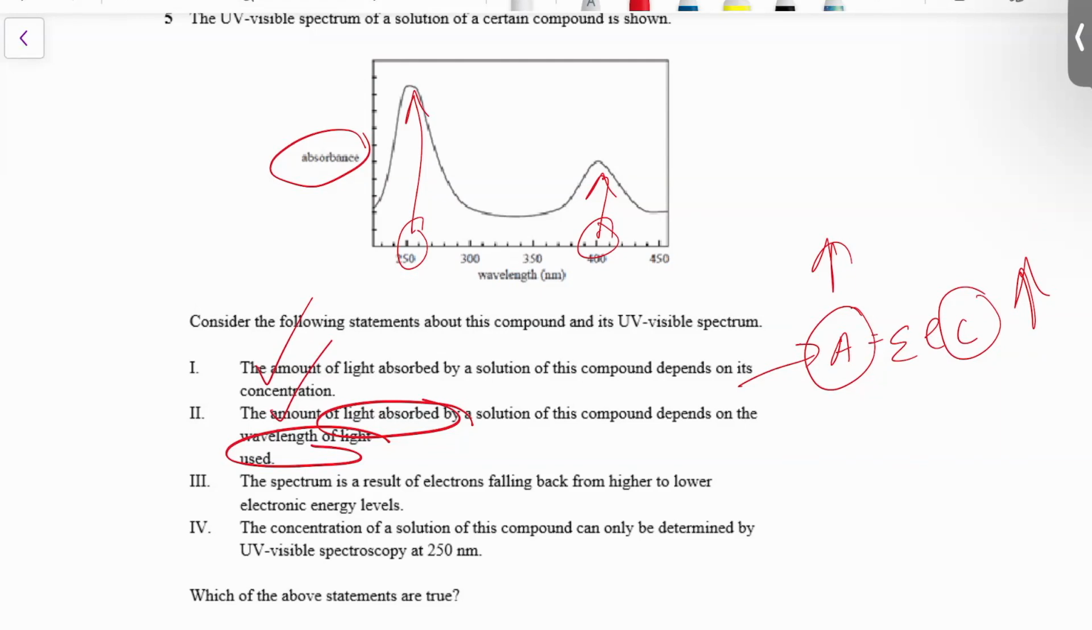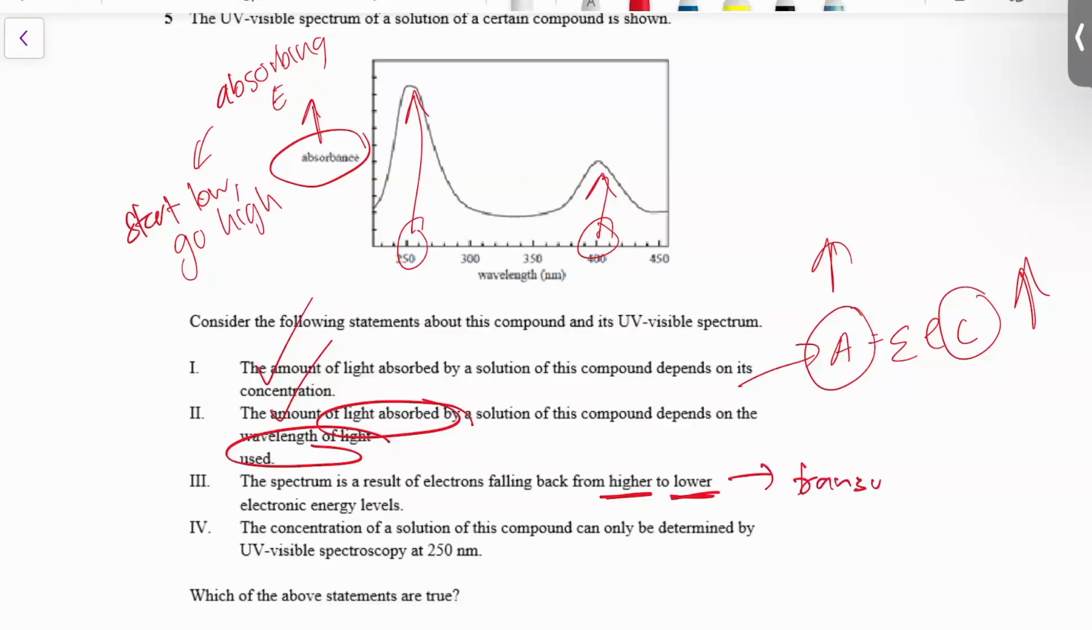So absorbance is, by definition, absorbing energy. Put it simply, absorbance is absorbing energy. If you're absorbing energy, you start low and you go high. But this question mentions start high, go low. This would be transmittance. What's the only graph in module 8 that plots transmittance instead of absorbance? So this one's not true.